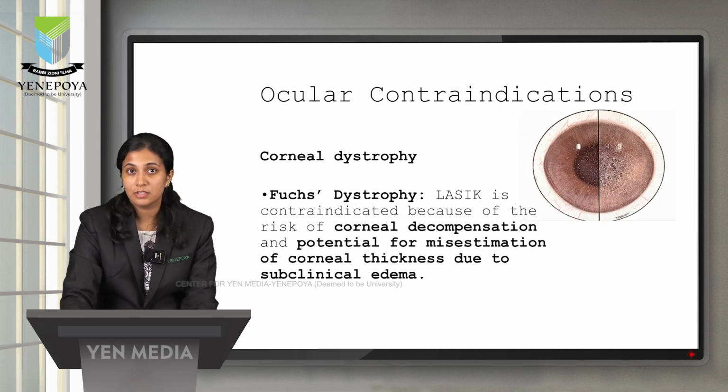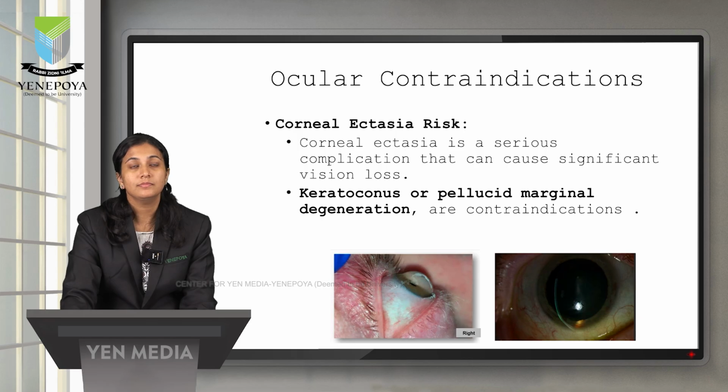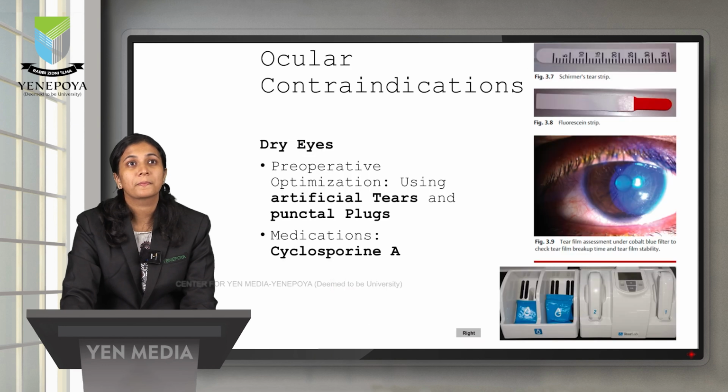Do not take up patients who have corneal dystrophy, especially Fuchs' dystrophy, because they have corneal decompensation, and due to the subclinical edema, they have a potential risk of misestimation of corneal thickness. Corneal ectasia patients are an absolute contraindication. So if you get a patient with keratoconus or pellucid marginal degeneration, you should never take up these patients.